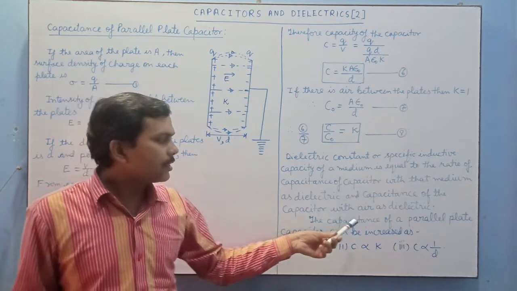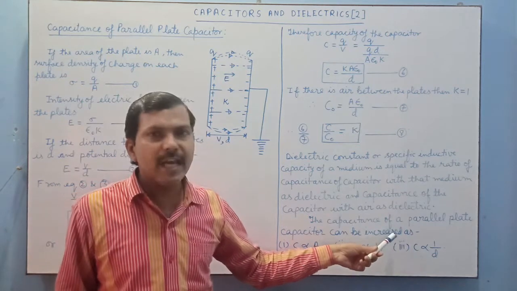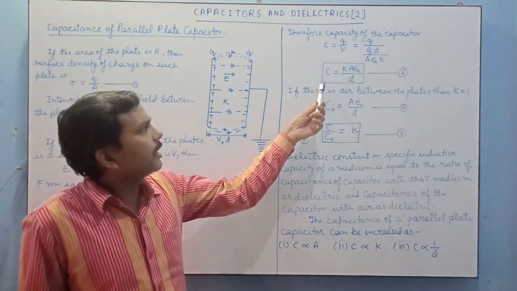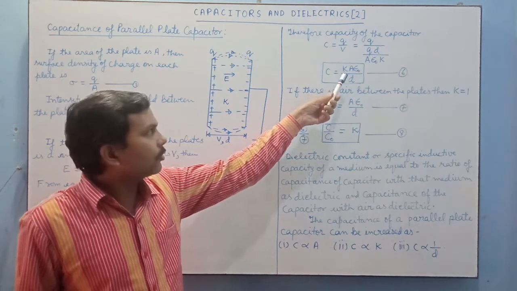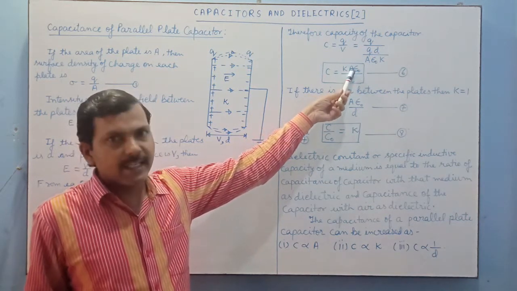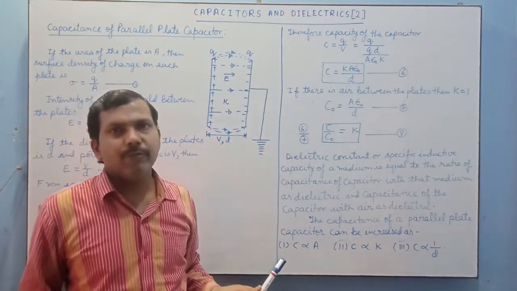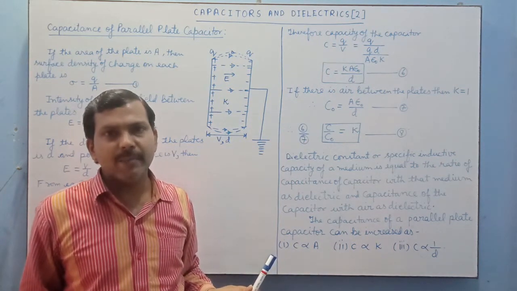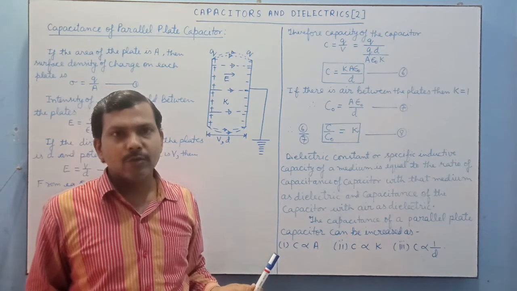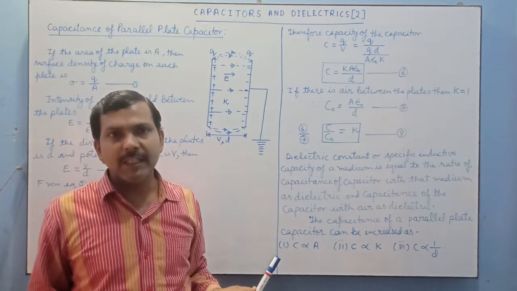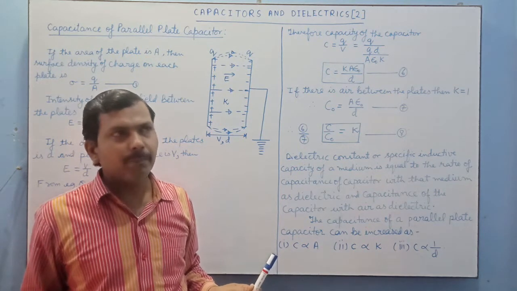The capacitance of a parallel plate capacitor can be increased as follows. From this relation we can see the capacitance is directly proportional to A. A is area of plates. So by increasing the area of plates, we can increase the capacity of the capacitor, but this is against the principle of capacitance, so we do not increase the capacity of the capacitor by increasing its area.